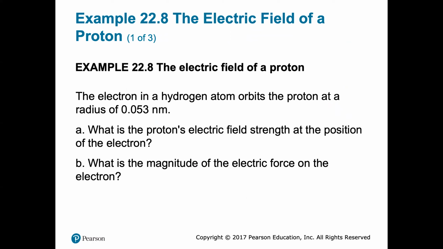Okay, one more example. The electron in a hydrogen atom orbits the proton at a radius of 0.053 nanometer. What's the proton's electric field strength at that position? And what's the magnitude of the electrostatic force on the electron? That's an easy question. We can directly use Coulomb's law to solve it. We know the distance, and then we need the charges to calculate the force.